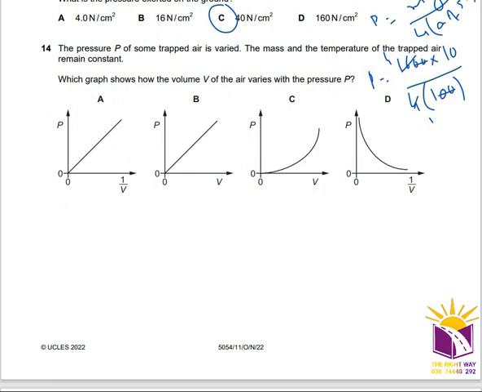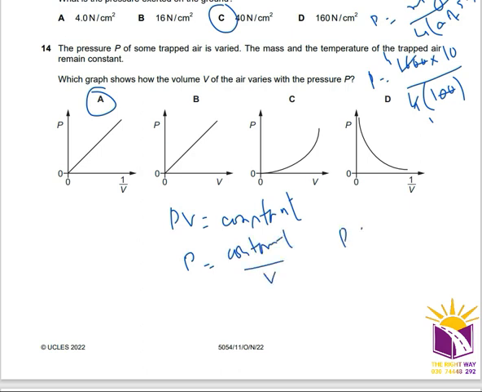Question number 14. The pressure P of some trapped air is varied. The mass and the temperature of the trapped air remain constant. Which graph shows how the volume V of the air varies with pressure P? I know that the first one is the right option, as we know that PV is equal to constant because mass is constant and temperature is constant. So PV is equal to constant. I can write it as P is equal to constant over V.